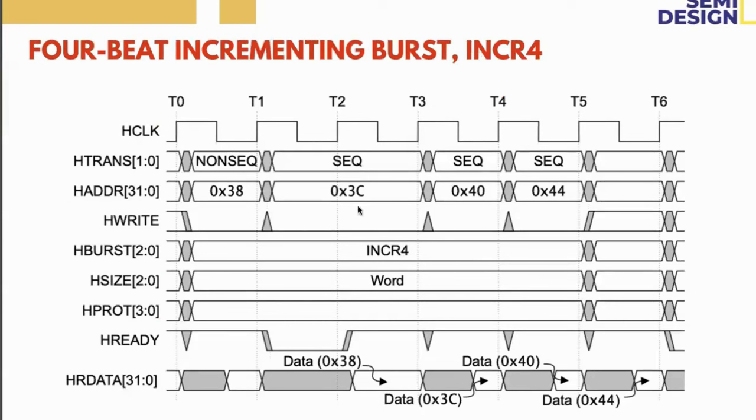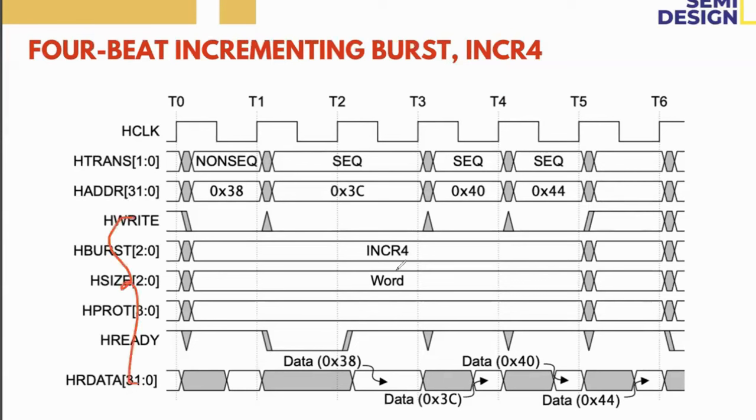Here 3C is there. Even though it's 3C, it is not stopping, so it follows the next address as 40. So here the address does not wrap at a 16 byte boundary. So this is a 4-beat incrementing burst. Based upon those values, you can check the remaining ones, right?